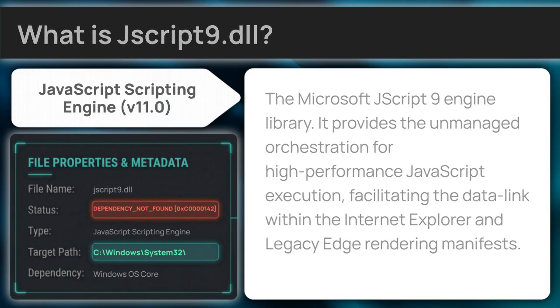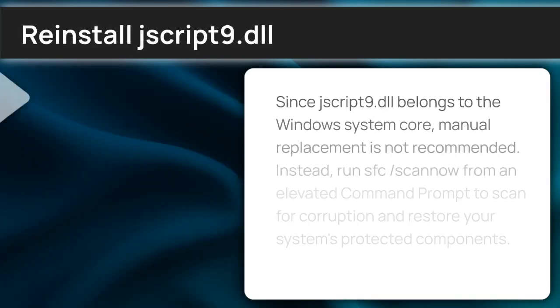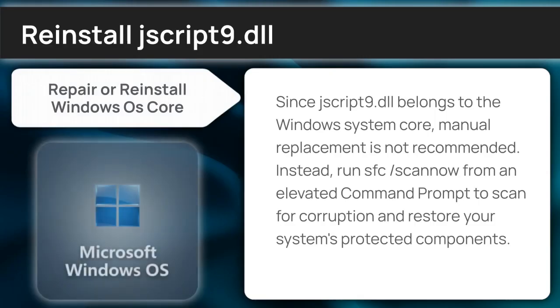Now let's look at replacing it. Since the JScript9 DLL belongs to the Windows system core, manual replacement is not recommended. Instead, run sfc /scannow from an elevated command prompt to scan for corruption and restore your system's protected components.